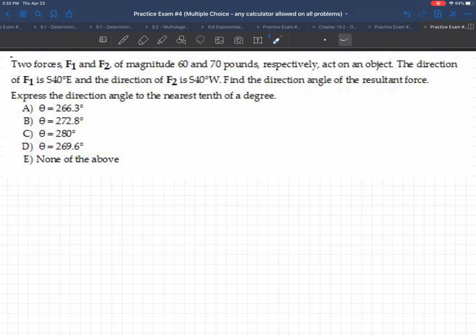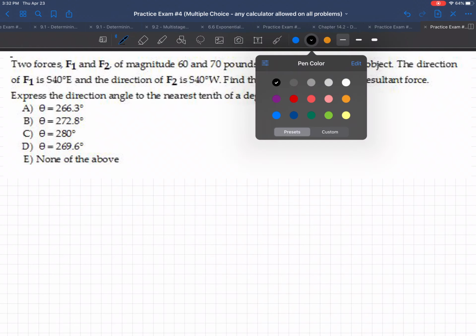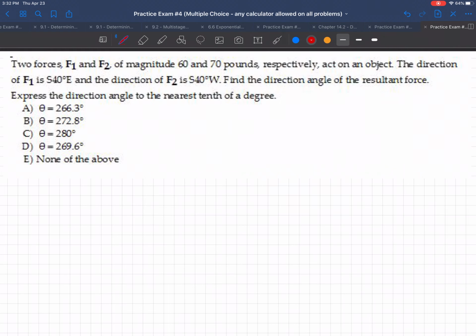Okay, this is a really important question I want to go through for you. Two forces, F1 and F2, of magnitude 60 and 70 pounds, respectively, act on an object. The direction of force 1 is south 40 east, and force 2 south 40 west. Okay, so find the direction of the resultant force.